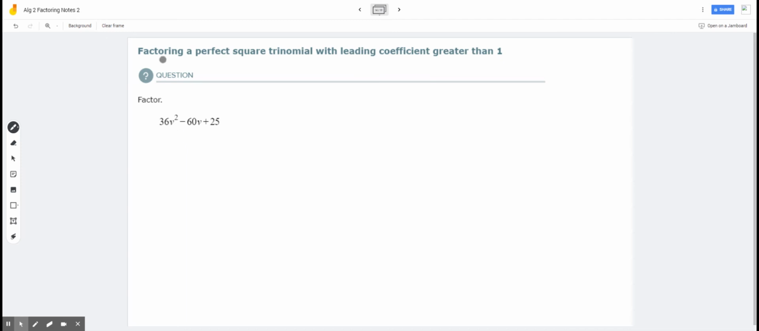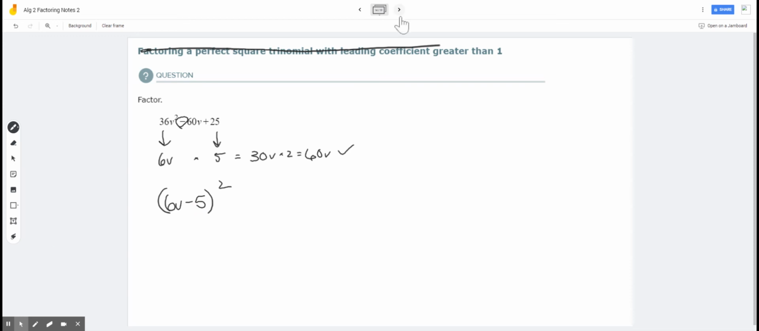So let's check this. If they didn't tell us, stop telling us the answer, people. Okay, let's check it. 6v times 5, multiply them together, and you get 30v, times 2, 60v. Is that the middle term? Check. Except for this one has a minus sign. So that one, you go (6v minus 5) quantity squared.